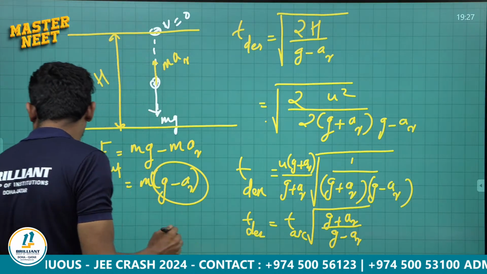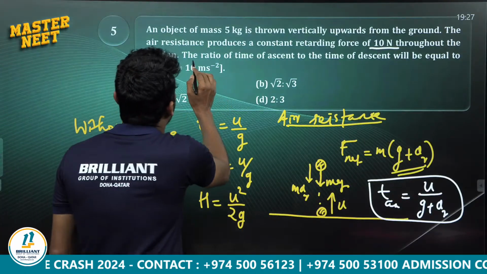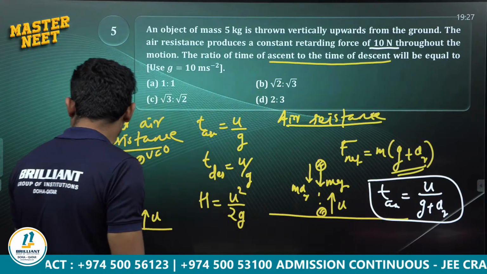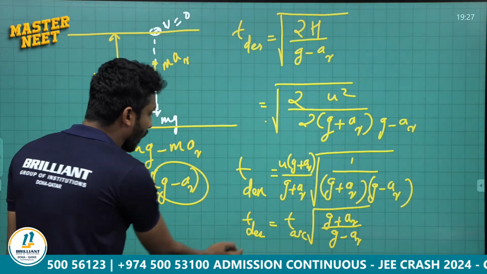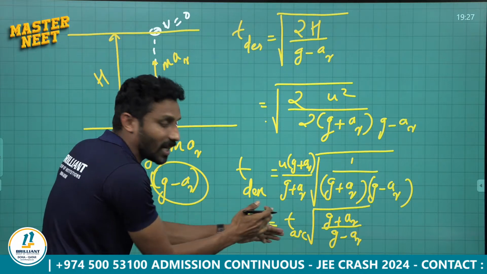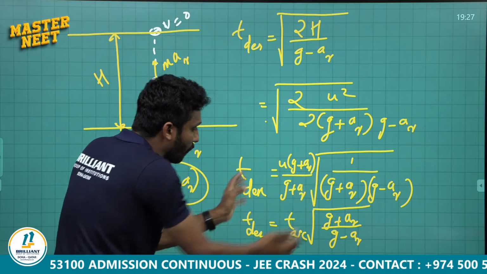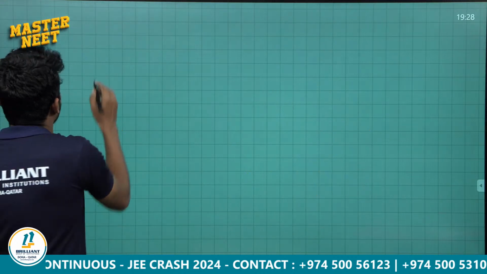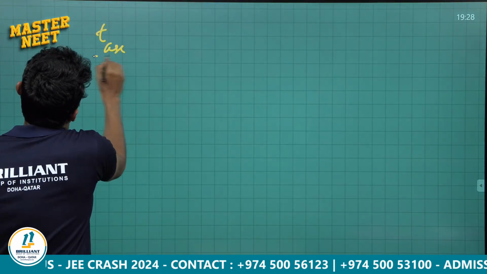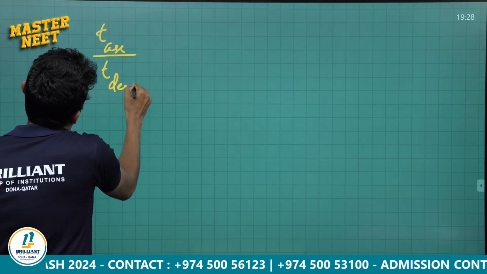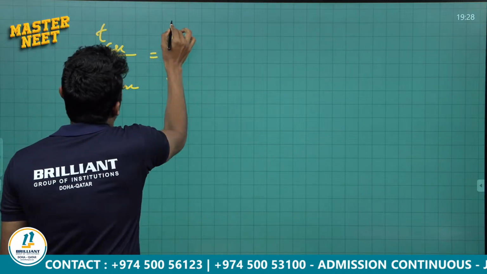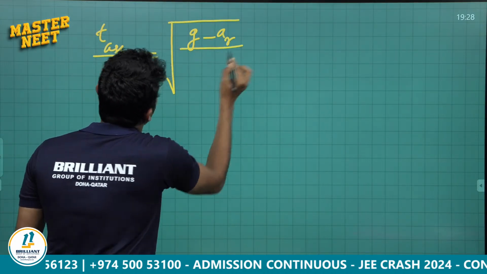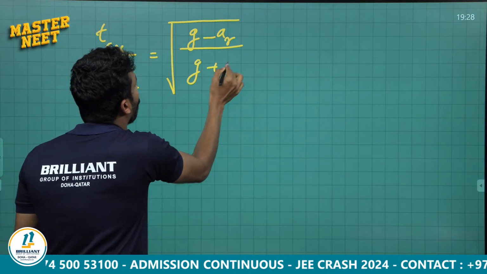Now in the question they are asking the ratio of time of ascent to time of descent. What is the ratio? Time of ascent divided by time of descent. We have to take the reciprocal of this one. Time of ascent divided by time of descent is equal to the root of G minus AR in the numerator divided by G plus AR in the denominator.